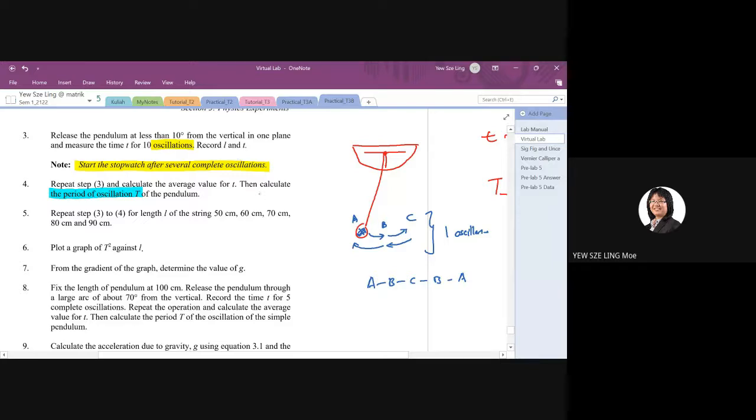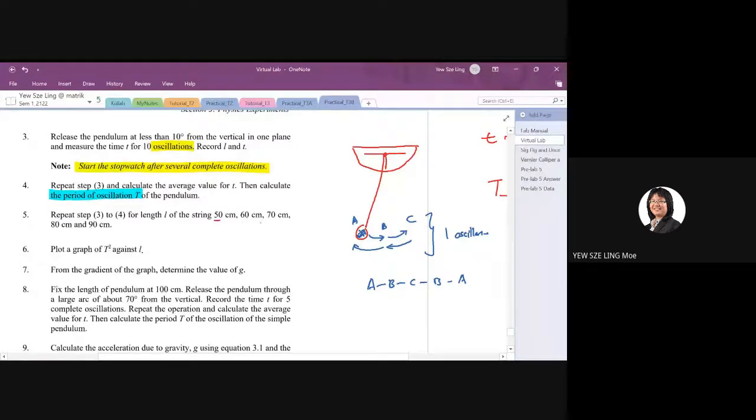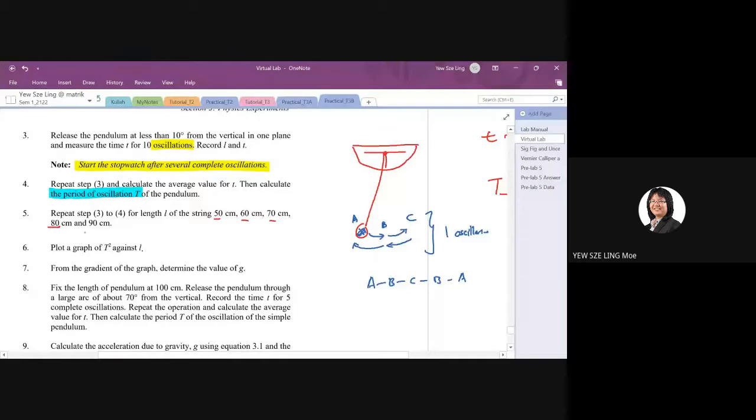Then calculate the period of oscillation of the pendulum. And then you repeat step number 4 for 50 cm, 60, 70, 80, 90. But like I told you, you just need 1 string. One string is enough. So you just tie it to the pendulum or to the protractor. And the additional part, maybe you can tie it somewhere else or put it on top of the rack, as long as it doesn't interfere with the oscillation.